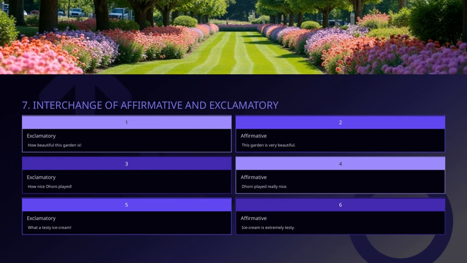The key point here is understanding how we can switch between expressing emotions through exclamations and stating facts through affirmatives. This interchange is important because it helps us vary our language based on context and the level of emotion we want to convey. Recognizing this pattern links back to our overall theme of effective communication, showing how different sentence structures can change the tone and impact of our message.